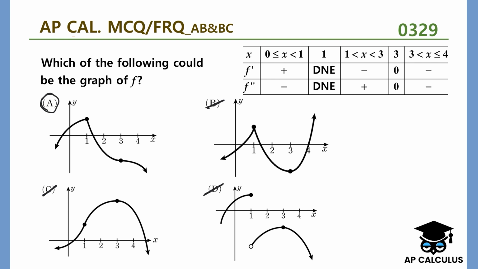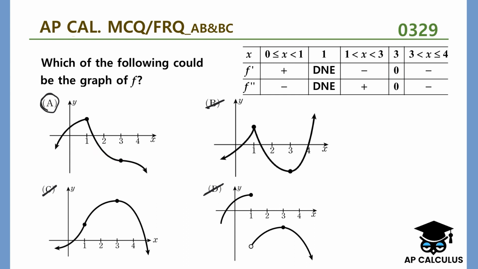When x is equal to 1, it is not differentiable, right? f prime doesn't exist. So at this point right here, f prime doesn't exist. You know, f prime is negative from 1 to 3, so the function f has to decrease. And f double prime is positive, so f must be concave up, right? So decreasing, concave up. And at x equal 3, slope is 0.